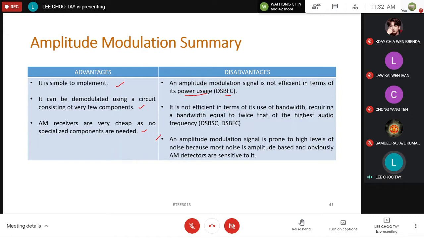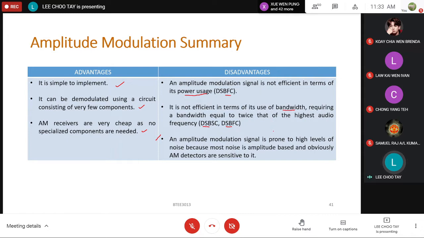The second thing is the bandwidth usage also is not efficient, all right? Because we actually use twice the necessary bandwidth to transmit our signal. And this is in the case of a double sideband suppressed carrier and double sideband full carrier, all right?